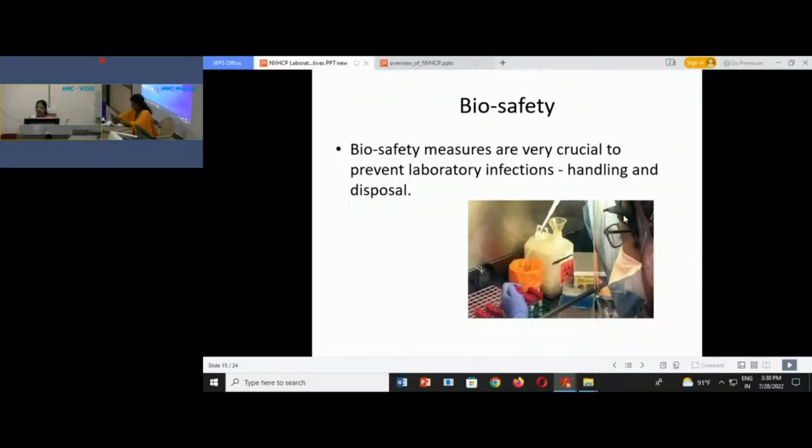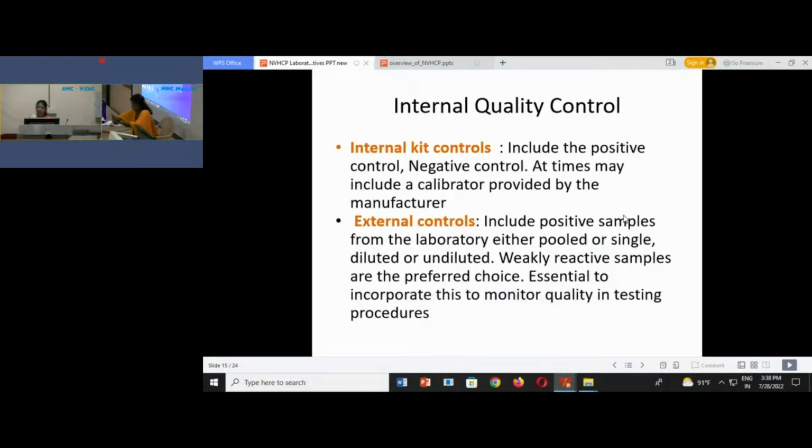Biosafety. Biosafety measures are very crucial to prevent laboratory infections while handling and also disposing of the samples. Internal quality control. Internal kit controls.